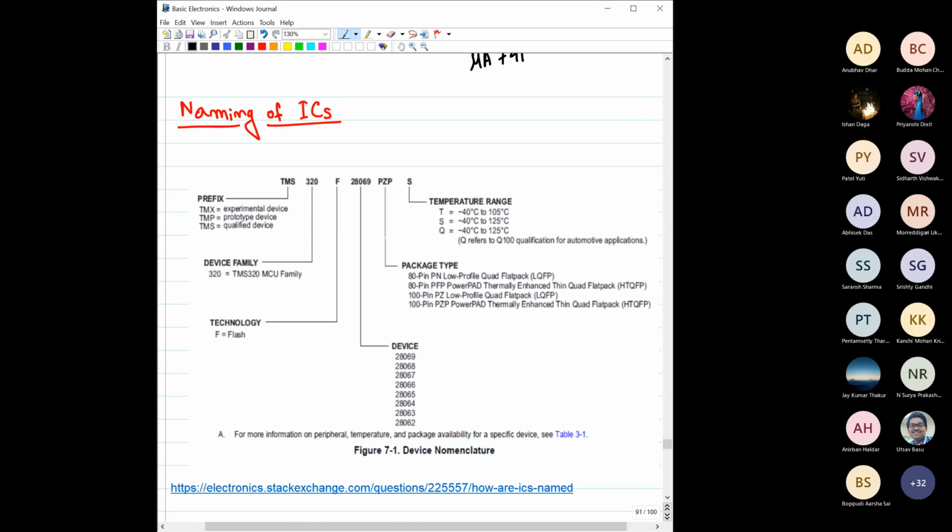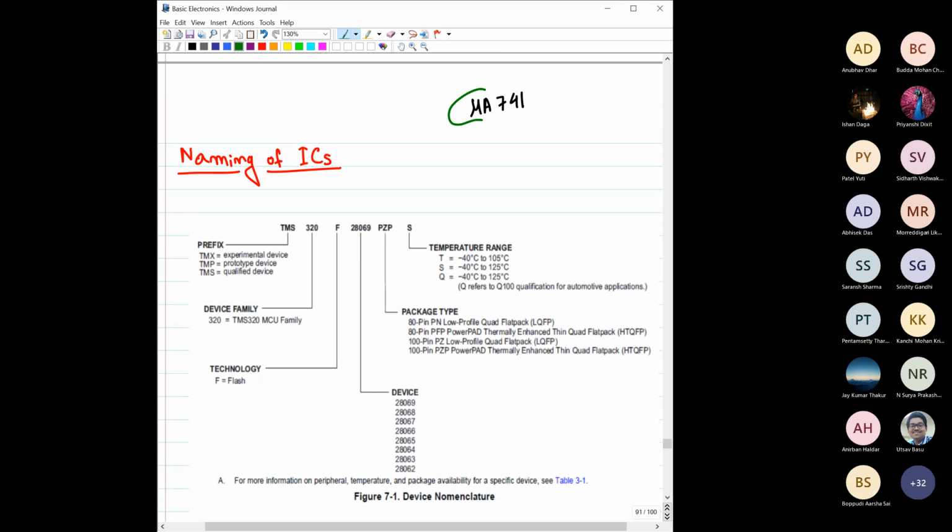Basically, there is no fixed naming system or nomenclature for ICs, or integrated circuits. Rather, there are conventional rules that different companies generally follow, and once one has been followed, they name the ICs accordingly. It's a type of follow-up naming. This is one typical example, but remember, this convention is not always followed. You can see here the naming is a bit different.